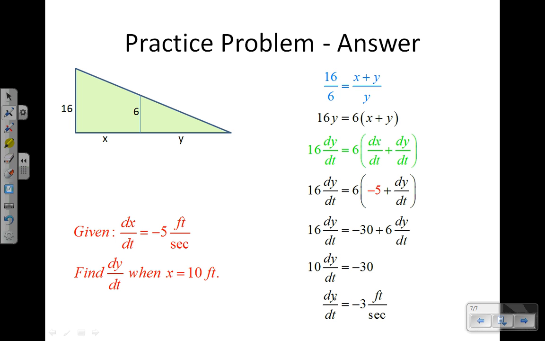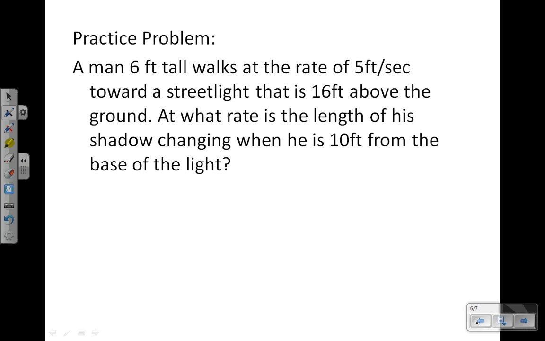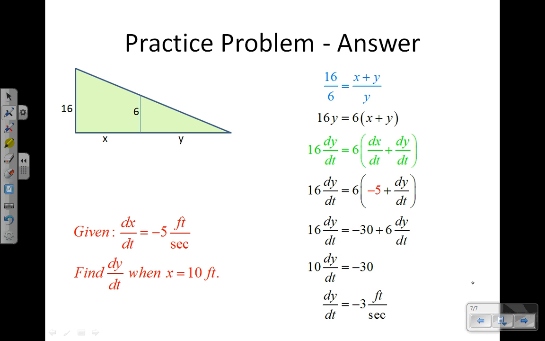Hopefully you got that. But the initial question, if I flip backwards here, was saying that we have a man who's 6 feet tall, and he walks at a rate of 5 feet per second toward the street light that's 16 feet above the ground. Find the rate that the length of his shadow is changing when he's 10 feet from the base of the light. Okay, so I drew my picture, and 16 for the light post, 6 for the height of the man, and I labeled these each separately, x and y.